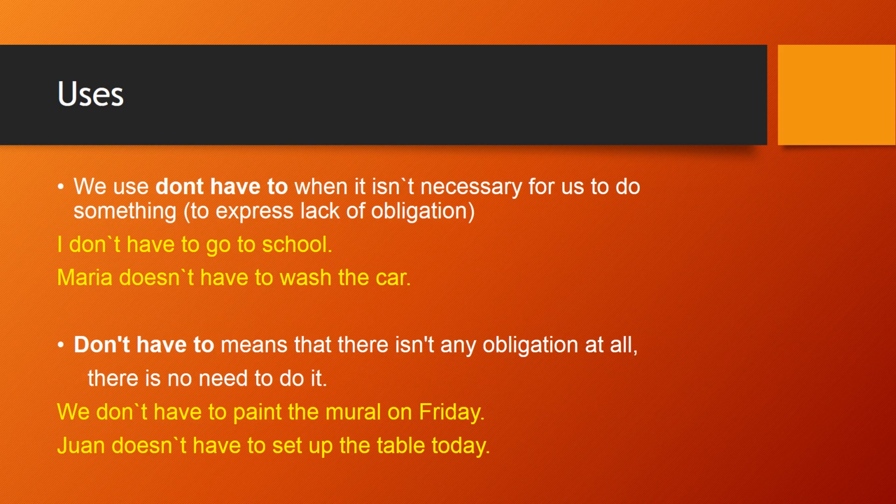Third use. We use don't have to when it isn't necessary for us to do something. In other words, to express lack of obligation. I don't have to go to school. I'm not obligated to go to school. That is lack of obligation. Maria doesn't have to wash the car. That means that it's not necessary for Maria to wash the car. It is not her obligation.